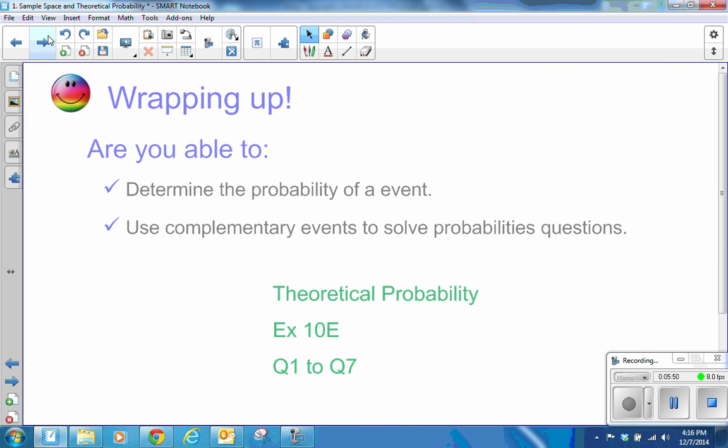Now, for you to check that you understand theoretical probability and you're able to determine the probability of an event and use complementary events, please go to theoretical probability in your book, exercise 10E, questions 1 to 7.